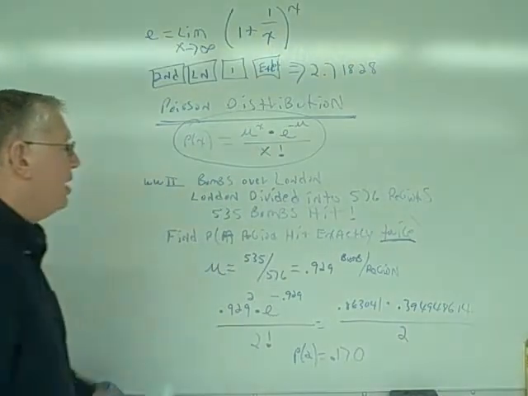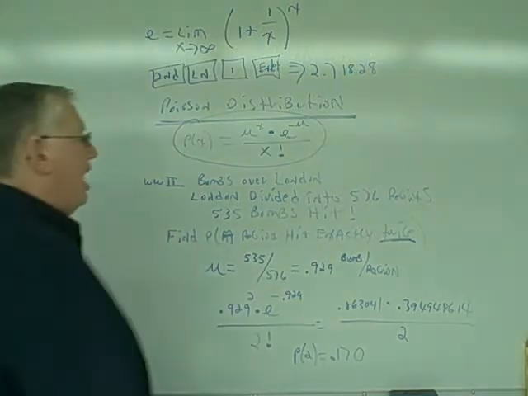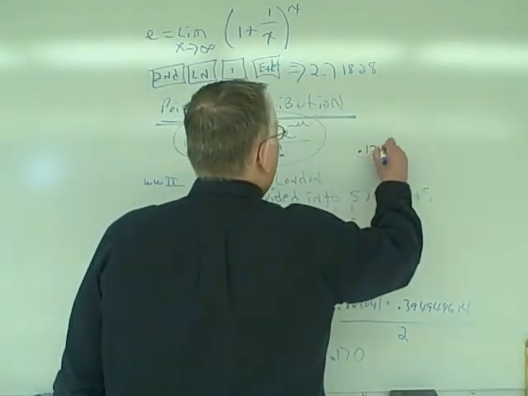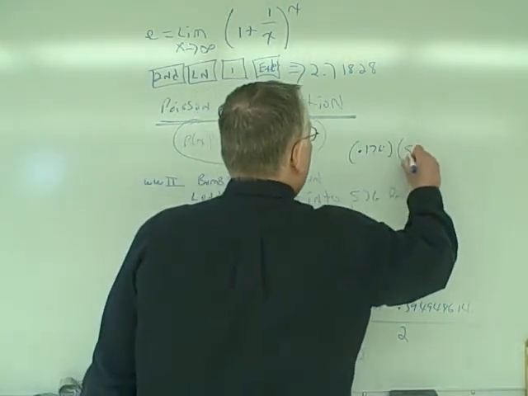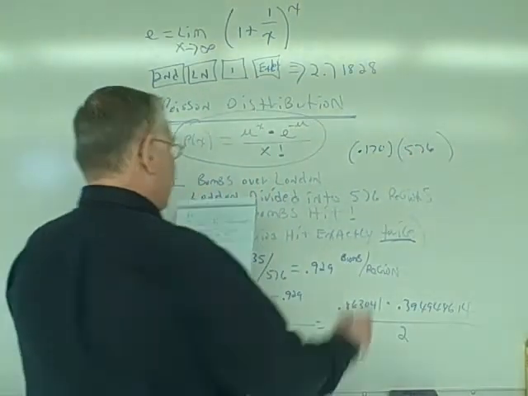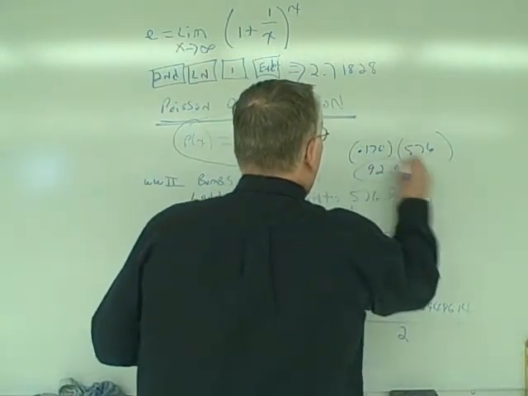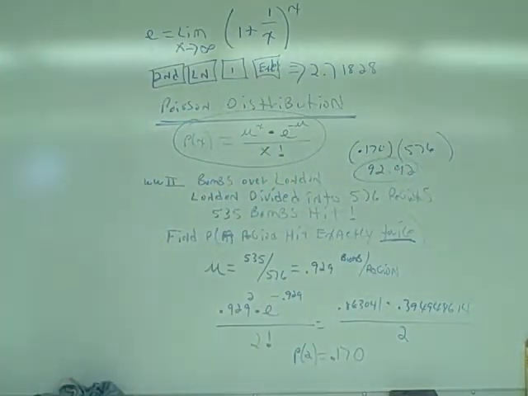0.170. And if I want to find out how many regions were hit exactly twice, I would take that probability times the number of regions, and I would get 97.92, or about 98 regions were hit exactly twice in World War II.